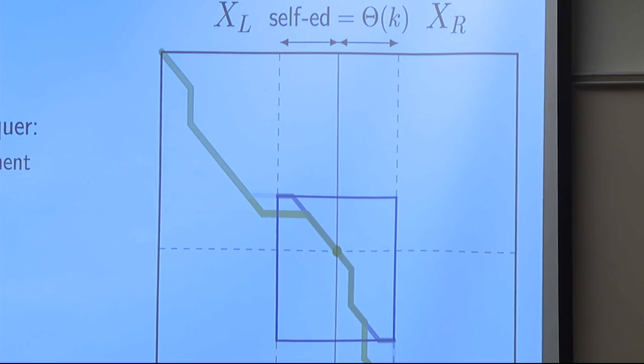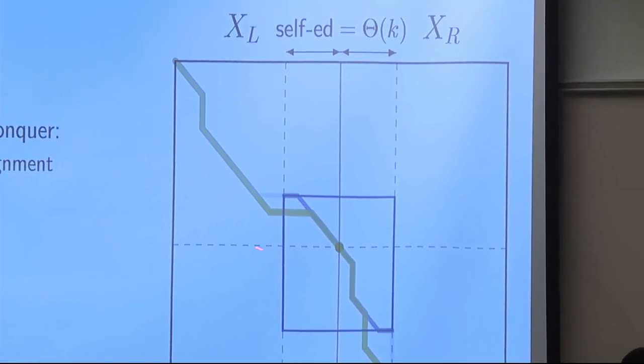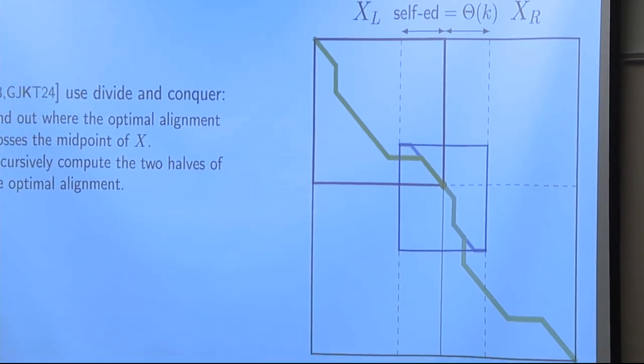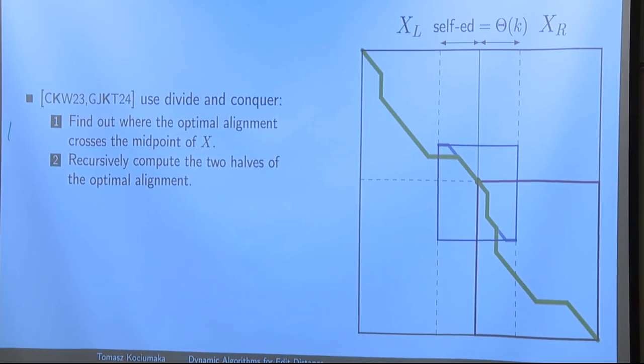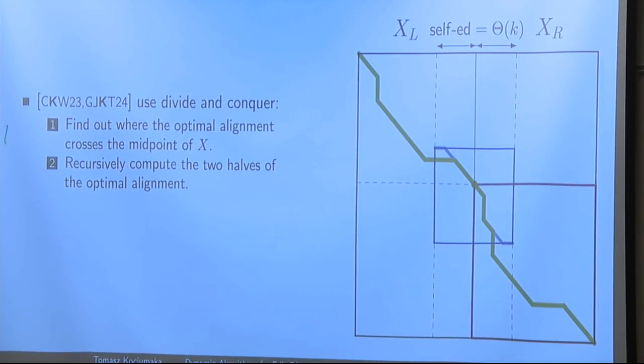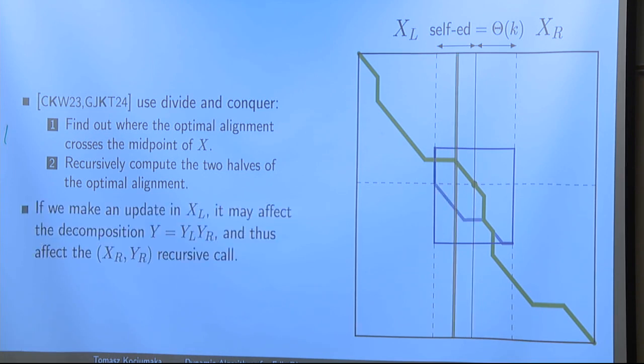And now when we have this point, we can recurse computing the edit distance from the top left corner to this anchor, and from this anchor to the bottom right corner. And then we simply concatenate the alignments. So why is this challenging for the dynamic setting? Well, let's say we had some update in XL, which happened fairly close to this midpoint. So it's still within this region where we computed the blue alignment. Now the blue alignment, after this update, can do something very different.